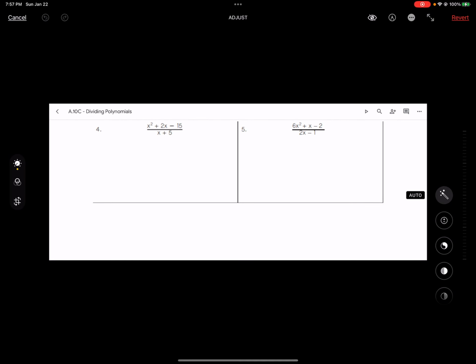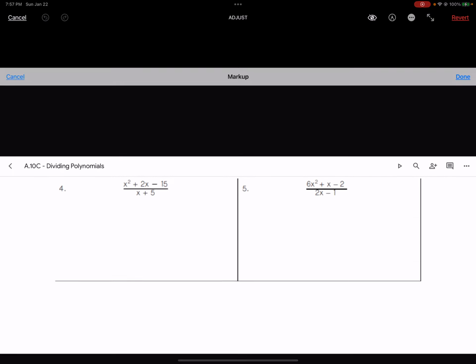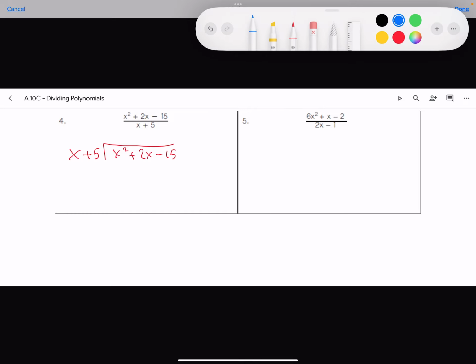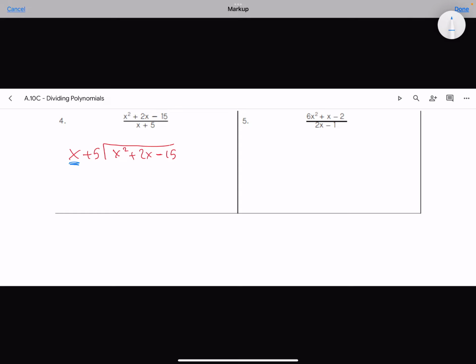So here is kind of the tough part, because you're actually dividing a trinomial by a binomial. And really all you need to do is look at the first term. So what do I multiply x by to get x squared? Obviously it's x. So now I'm going to multiply. x times x gives me my x squared. x times 5 gives me 5x.